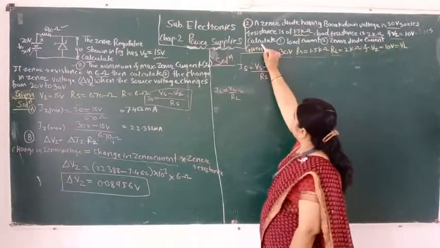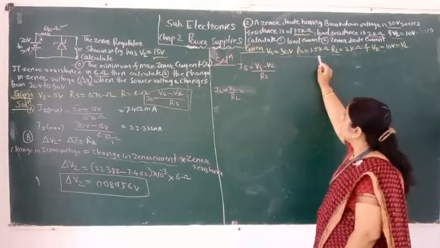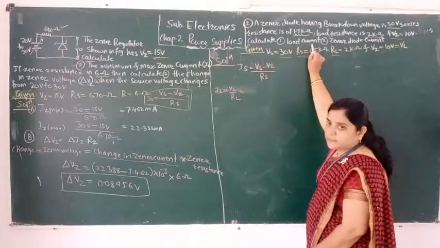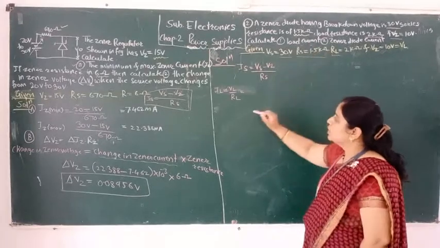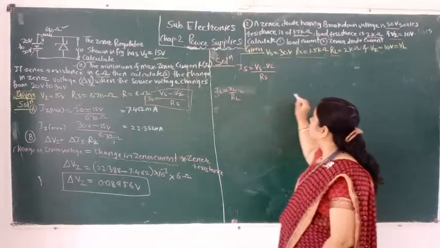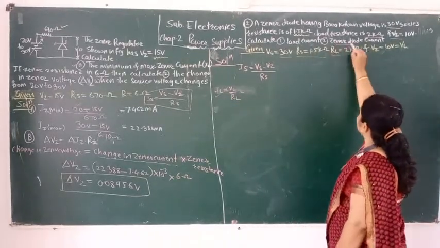What we have to calculate now? Calculate the load current, that is IL, and the Zener diode current.